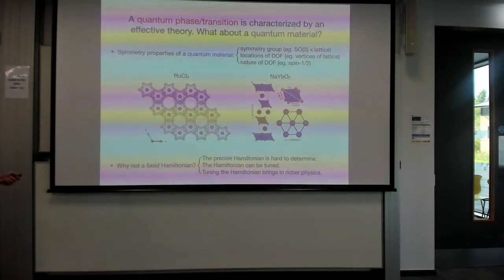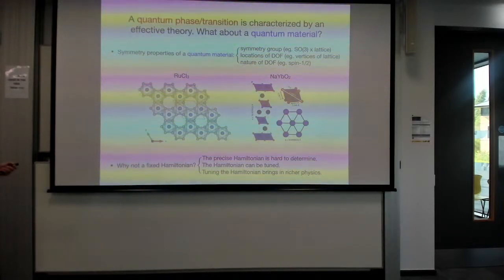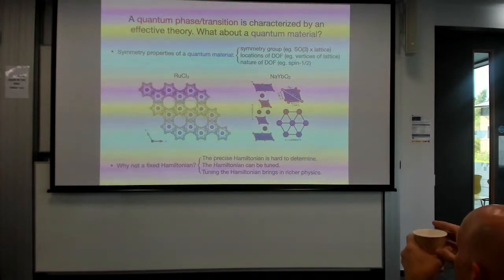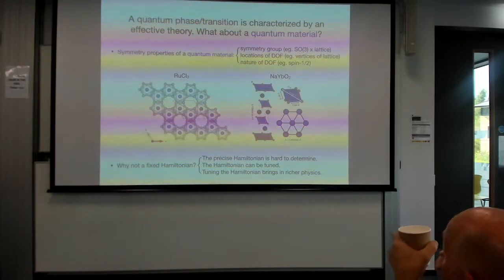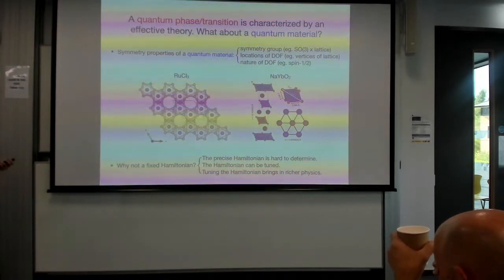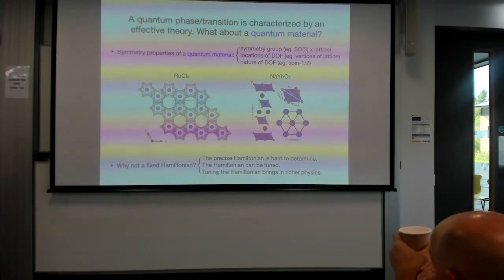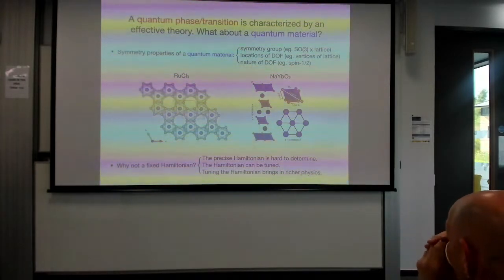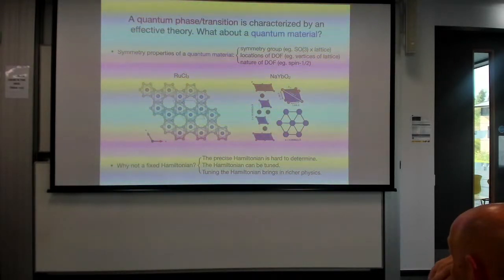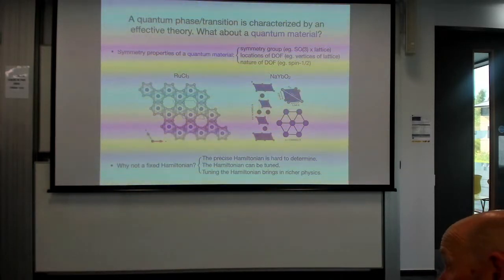By this, I actually mean three pieces of data. The first piece of data is the symmetry group. So in the previous example, it includes the SO(3) spin rotational symmetry and the lattice symmetry. Besides this, to really specify the symmetry property, I will also specify the locations of the degrees of freedom. So in the previous example, it means spin one-halves are located at the vertices of the lattice instead of some other places. And also, I will specify the nature of the degrees of freedom. Here, by this, I mean whether they are spin one-half, or spin one, or spin two, and so on.